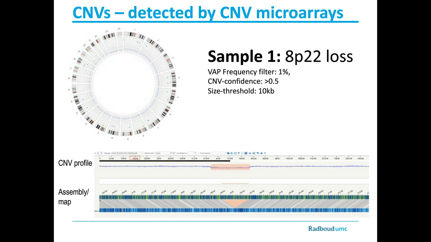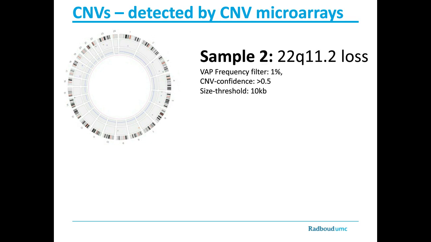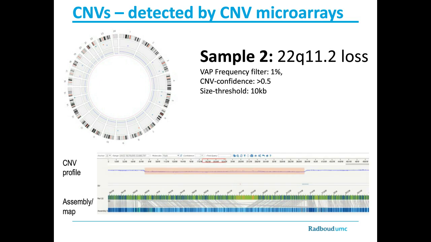I brought you another example. This is a case of classical DiGeorge syndrome with a deletion on 22q11.2. Again, if we set up some standard filters, usually based on frequency, we are again just ending up with 30 events genome-wide. If you then zoom into chromosome 22, the CNV profile supported the previously known event. However, the assembly did not, or not fully.